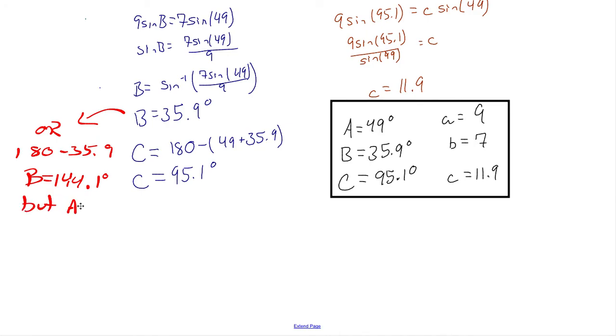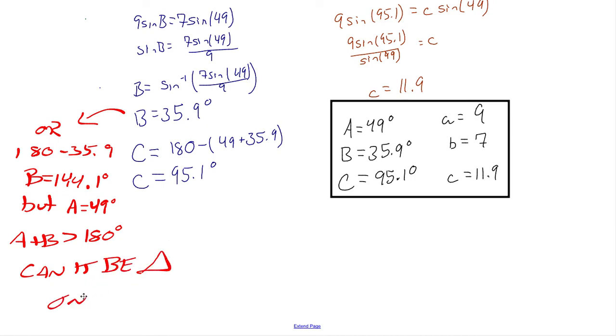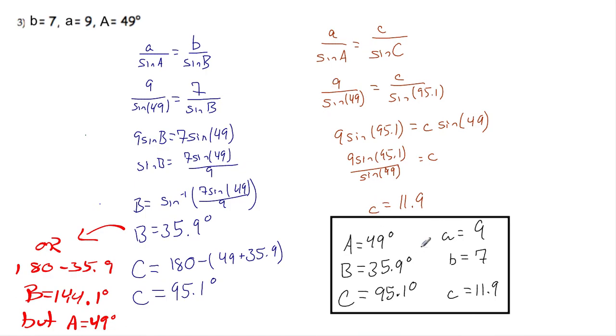However, I already know that A is 49 degrees. So the two of them together is greater than 180 degrees. So this can't be a triangle. And then there's only one. So then I just continue on as normal. Find angles, find side C after I find this.